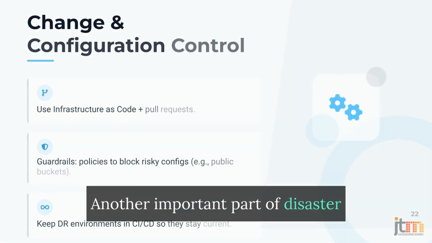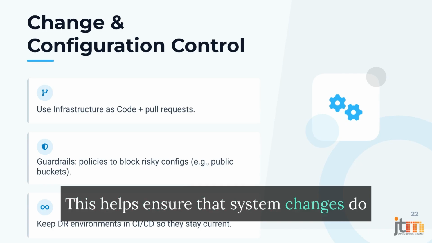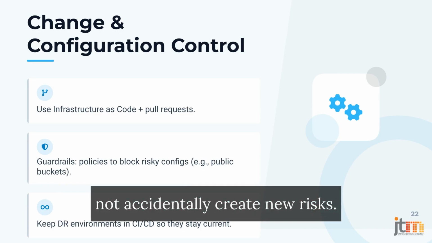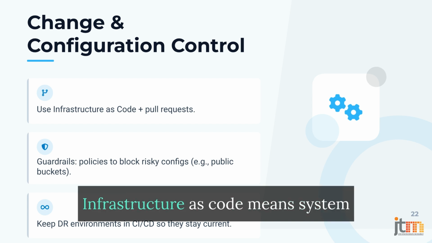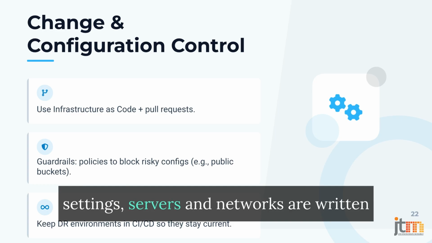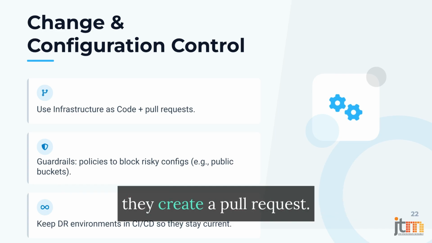Another important part of disaster protection is change and configuration control. This helps ensure that system changes do not accidentally create new risks. One practice is to use infrastructure as code with pull requests. Infrastructure as code means system settings, servers, and networks are written as code files. When someone wants to make a change, they create a pull request.